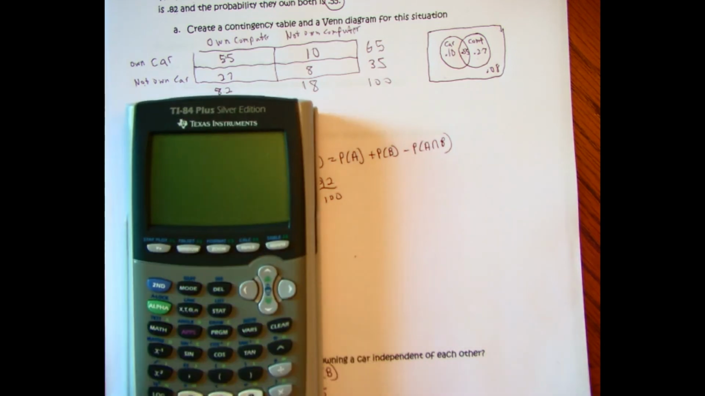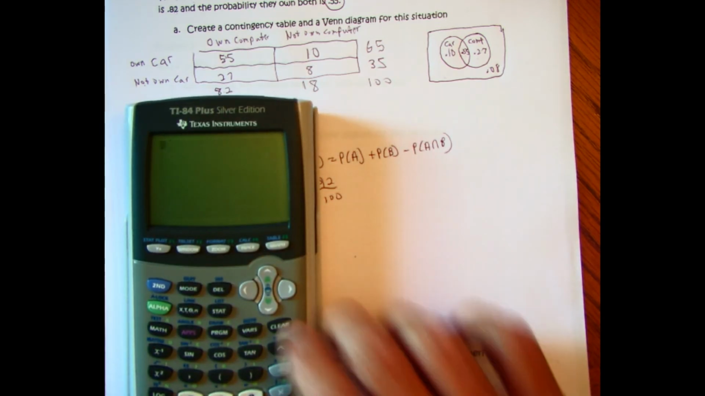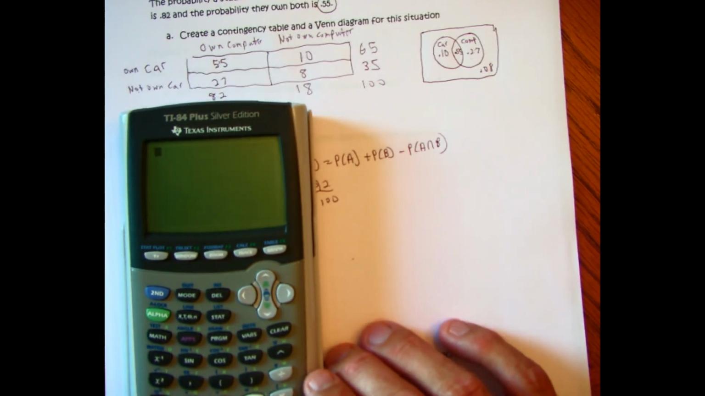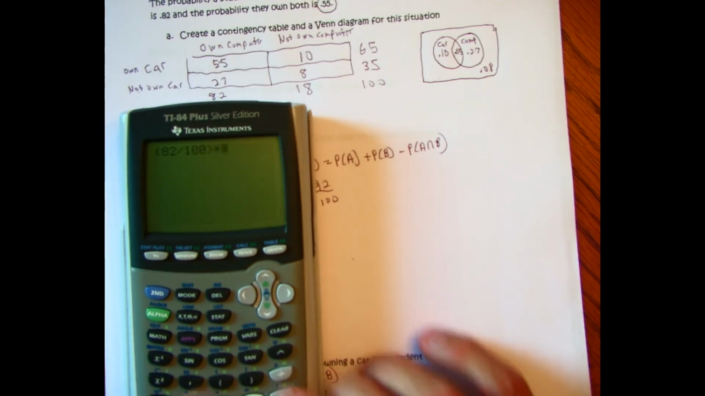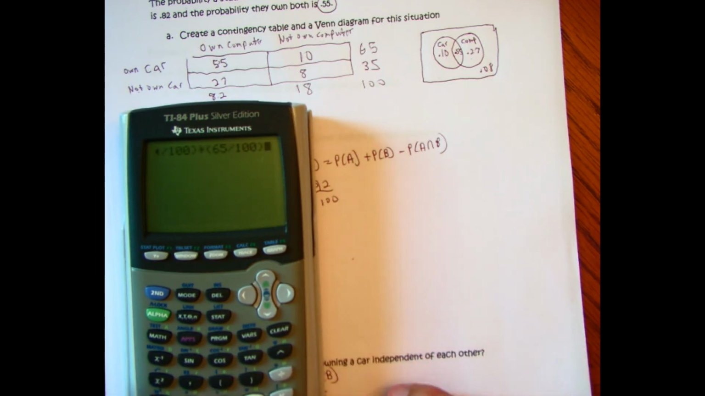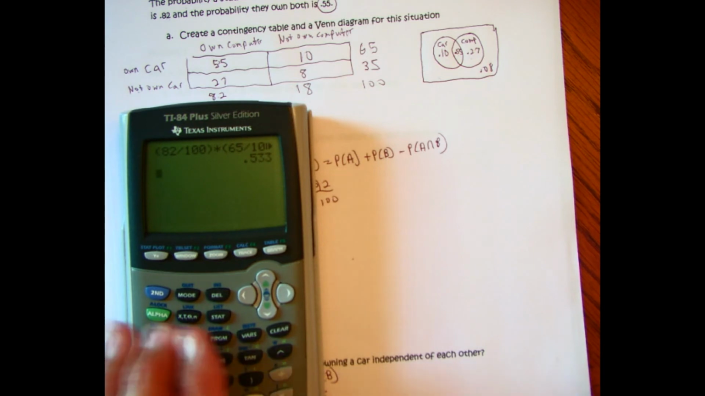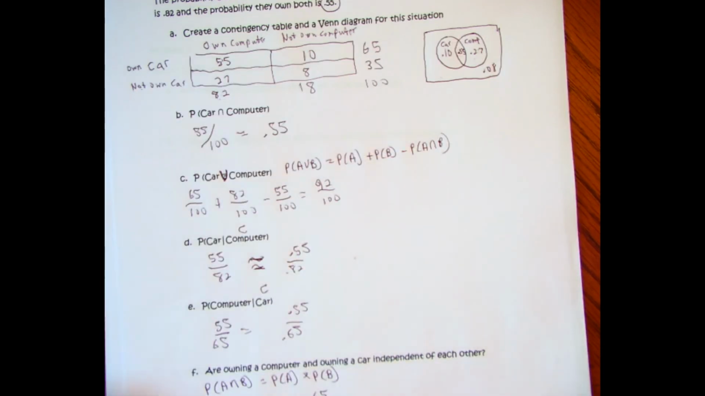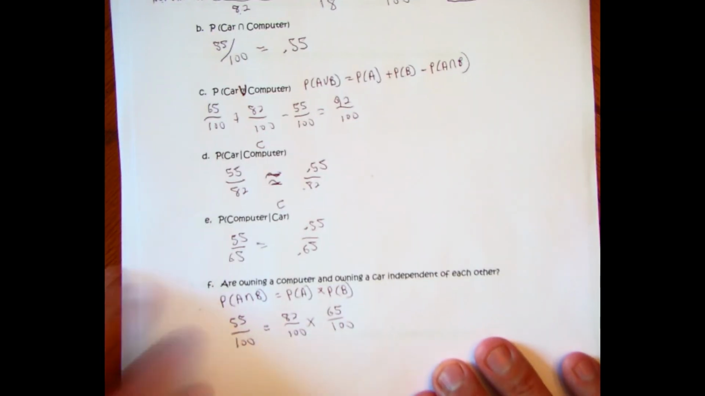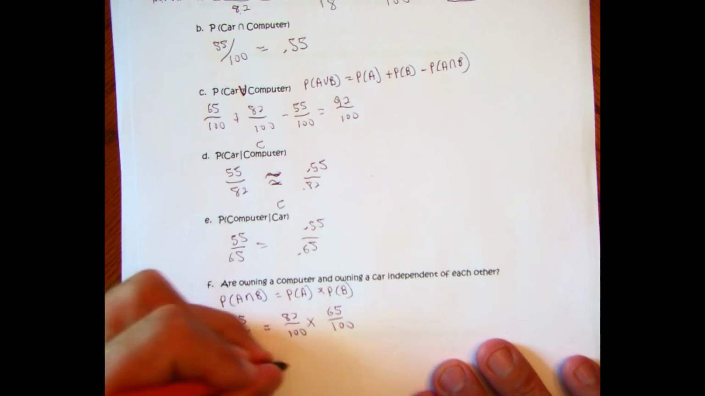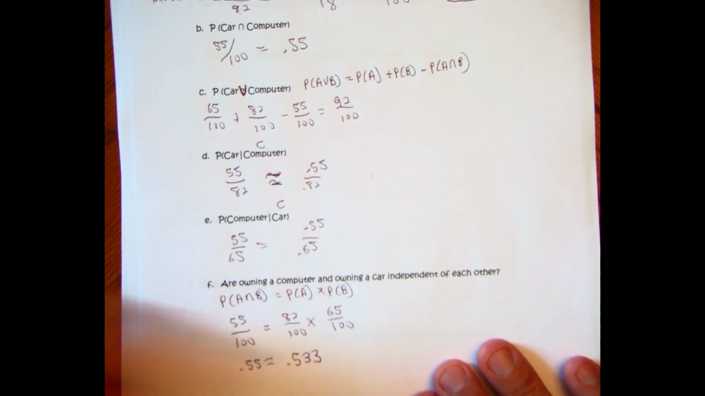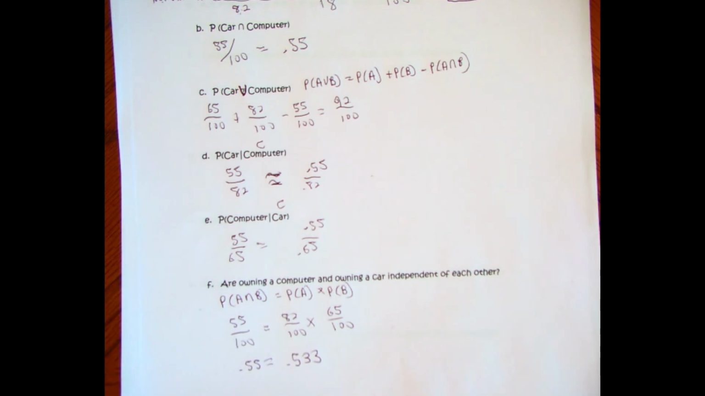So let's do the math. We do 82 divided by 100 times 65 divided by 100. And that comes out to 0.533. Now, we look at that and we say, oh, this is 0.55 and this is 0.533. Those are pretty close.